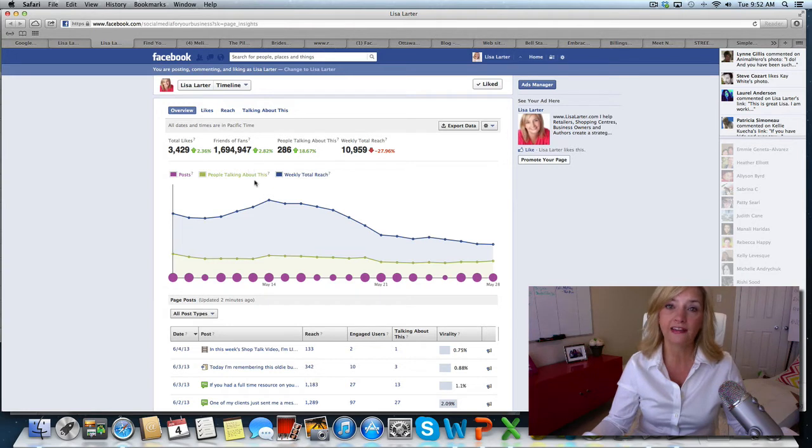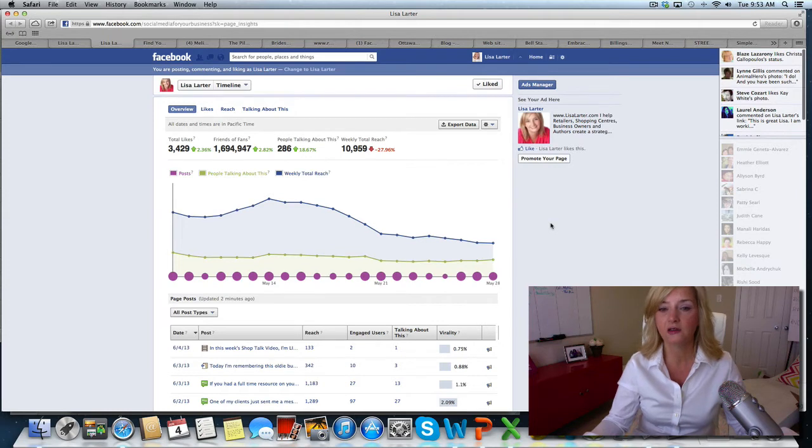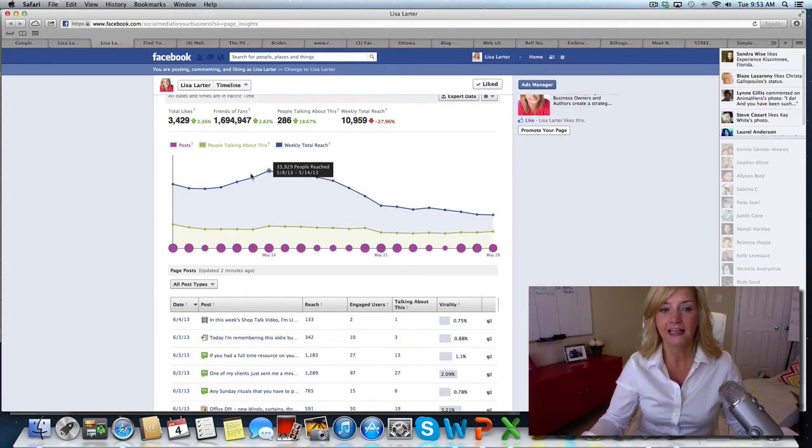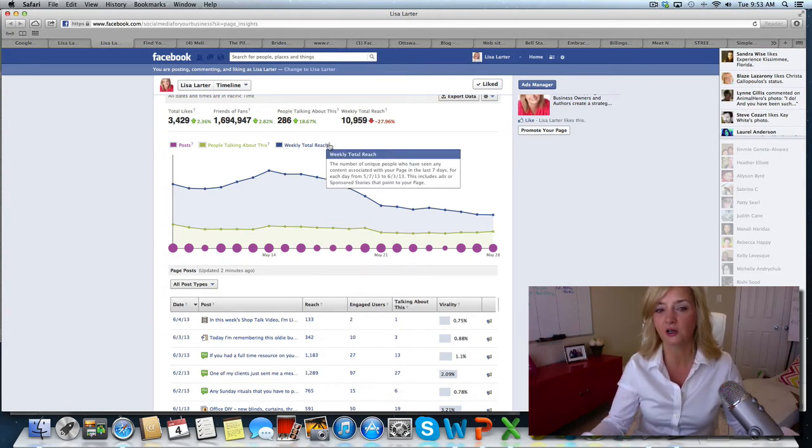So when you click on the Insights tab, you're going to see a page that looks like this. You're going to see some navigation. You've got overview, likes, reach, and talking about this. On the overview page, you can see a little graph like this. Basically the blue graph is weekly total reach. If you're not sure what that means, all you have to do is click on the question mark.